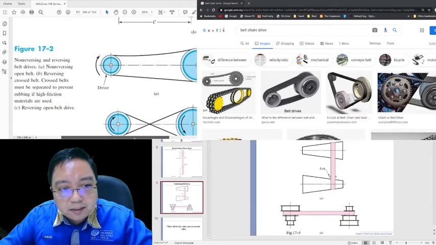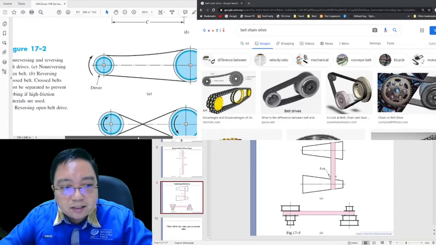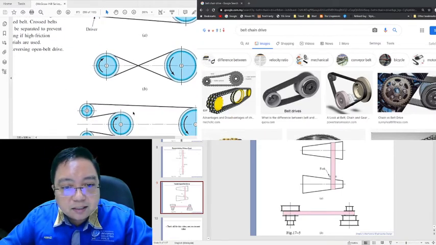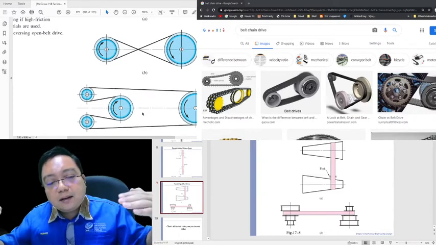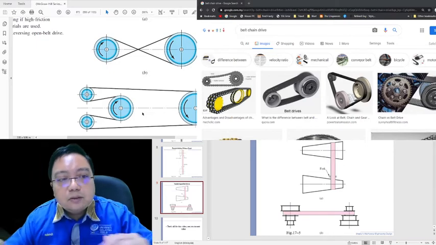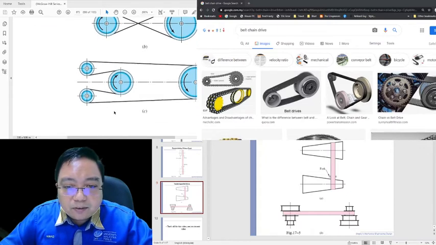The cross belt must be separated to prevent rubbing if high friction materials are used. Of course, this is the cross belt, as you can see here. If the belts contact and there is friction, it will cause wear and tear to the system, and then you have to replace it faster.